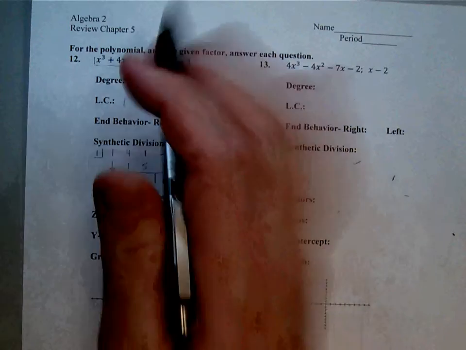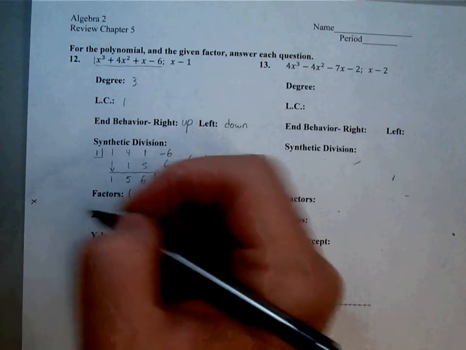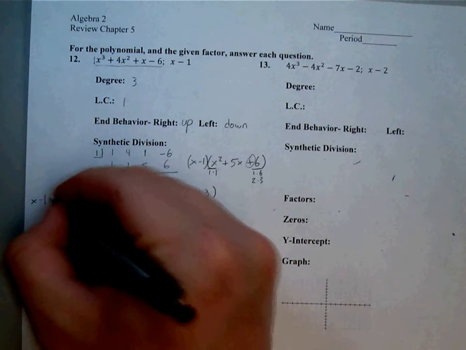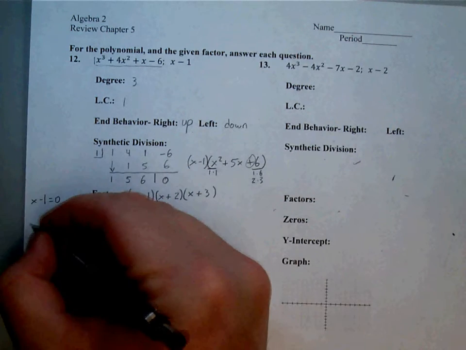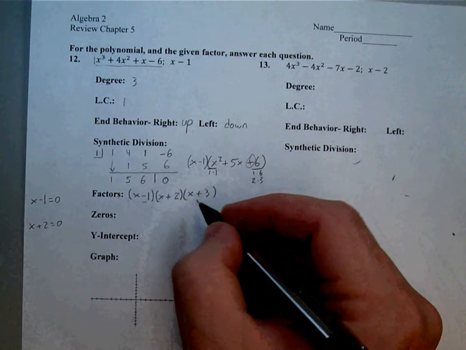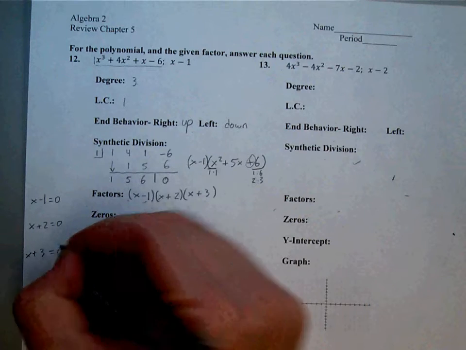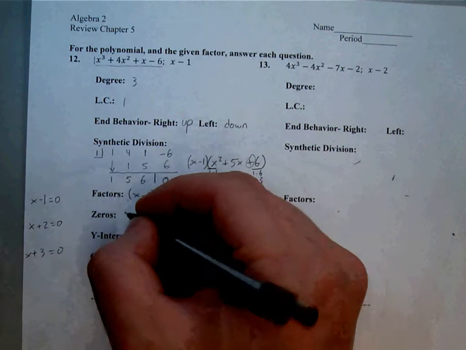Okay, so now for zeros. Zeros are what you get when you set each factor equal to 0. You have a factor of x minus 1. Set it equal to 0 and solve. We have a factor of x plus 2. Set it equal to 0, solve. We have a factor of x plus 3. Set it equal to 0 and solve. When I solve the first one, add 1, I get x equals 1.